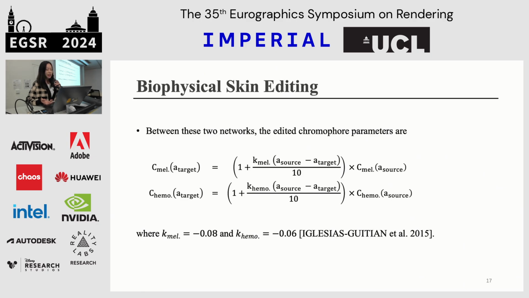As can be seen, if people get older, that means the target age is larger than the source age, so the melanin and hemoglobin concentrations will be lower than before, so the skin color will also be lighter and paler. The values here for Km and Kh are from the previous work.